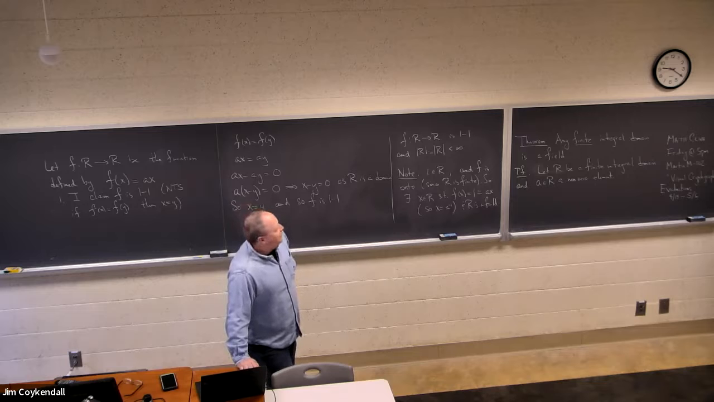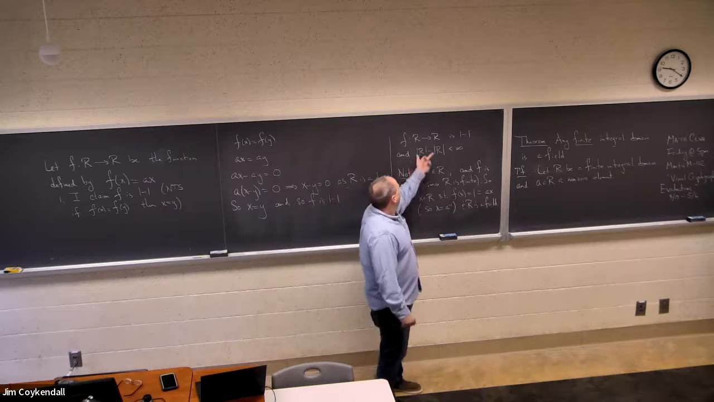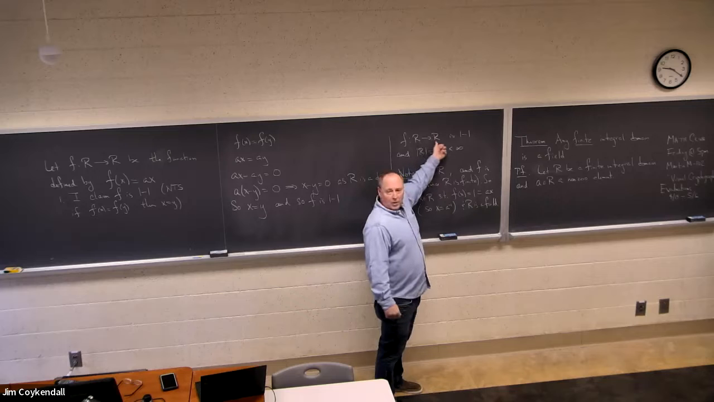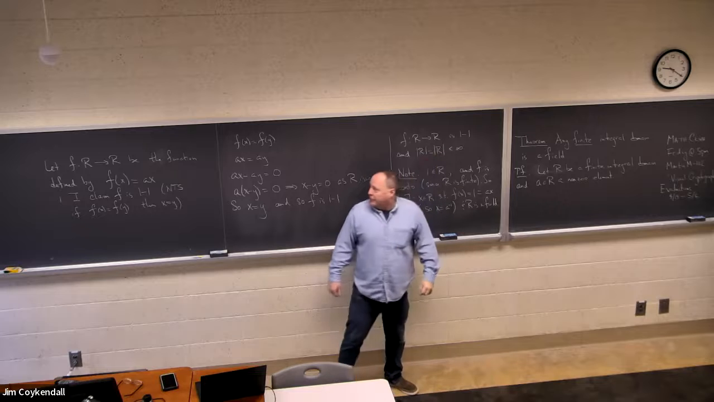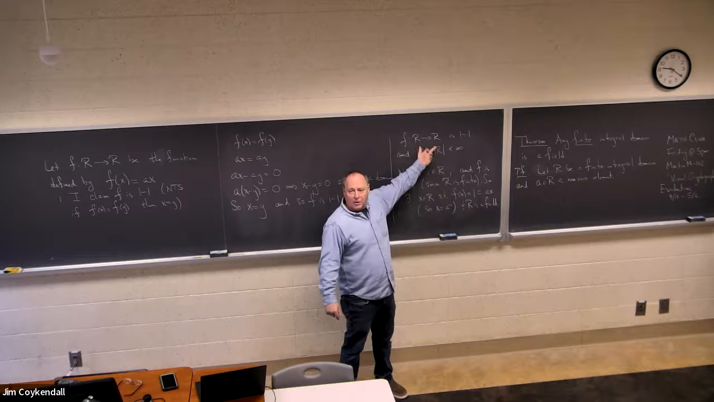Notice, there's something interesting about this. I can't resist the remark here. This function here is one-to-one, right? And it also meant it was onto. That only works because R is finite. Notice that if you replace R with the integers, this proof no longer works.